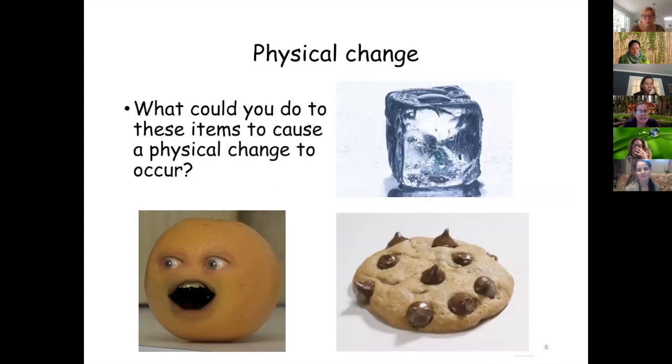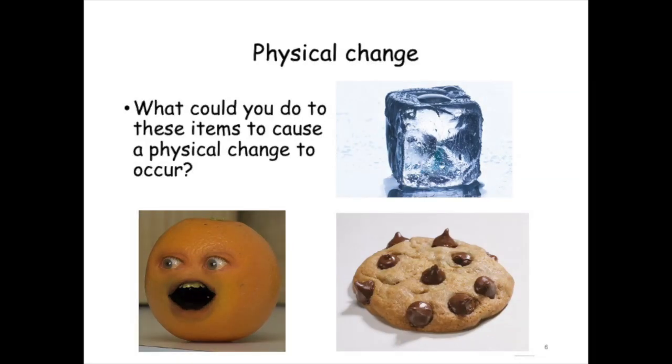So here's some good examples. So what could you do to these items to cause a physical change to occur? Let's think about that. For the ice cube, you could probably melt it so it goes from a solid to a liquid. For the cookie and the orange, you could probably break those into smaller pieces.